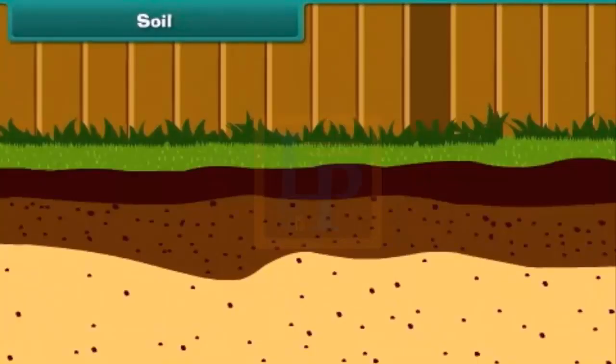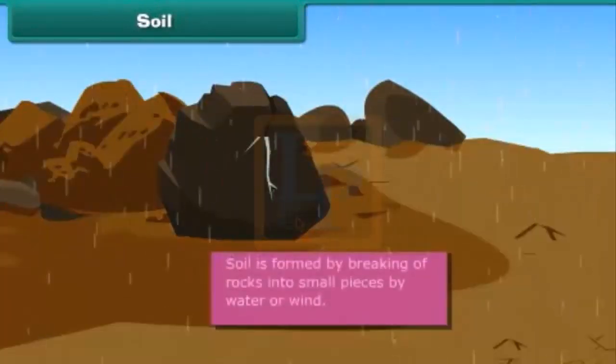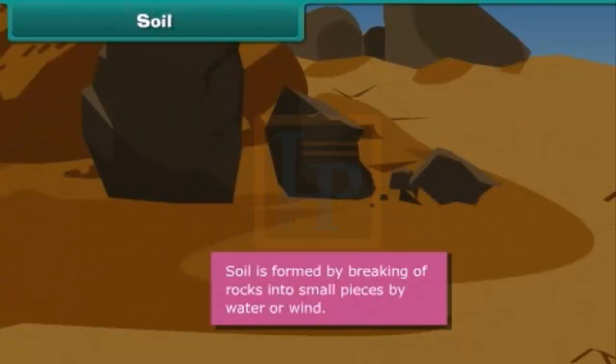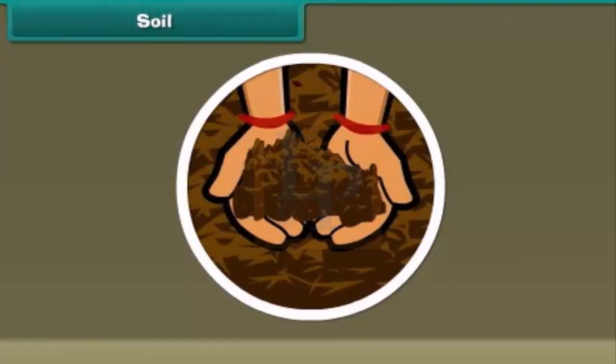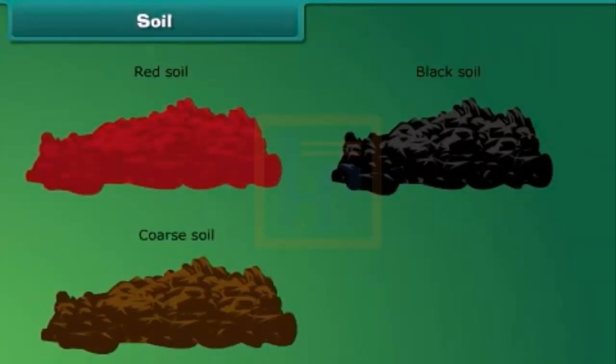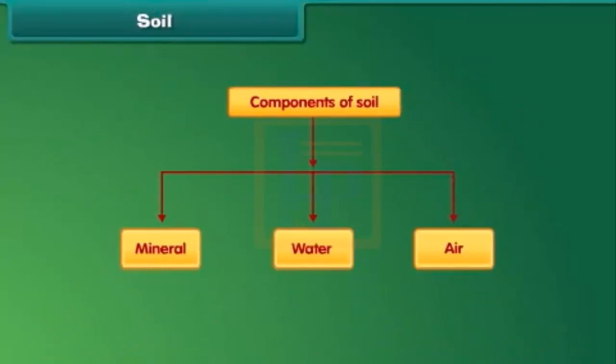Now we move on to another interesting topic of this course, that is soil. Soil is a thin layer of Earth's crust. It is formed by the breaking of rocks into small pieces by the influence of water or wind. Soils are of different types such as red soil, black soil, coarse soil, and fine soil. Mineral, water, and air are the three important components of soil.